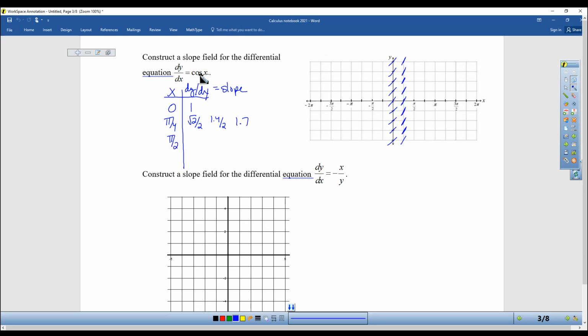Pi halves. At pi halves, oh, this is an easy one to graph, right? 0. So what I'm saying is that at pi halves, the slope is 0, not the y value, the slope. In fact, we don't know the y value. So at any y value, the slope is 0. Let's keep going with our chart. X, dy dx. Let's just do the easy ones. So at pi, we know the slope is -1. At 3 pi halves, the slope is 0.